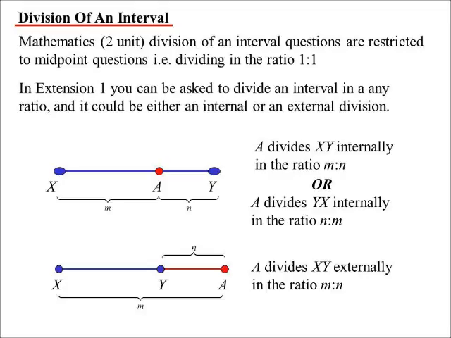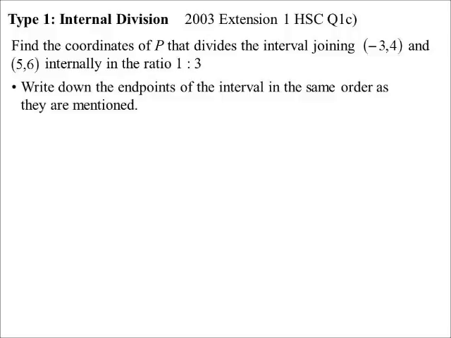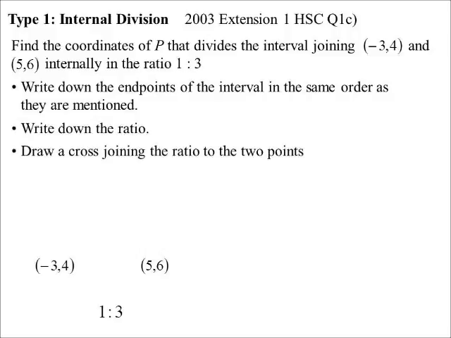I'm going to go through different types of questions and hopefully cover the whole lot of them. Find the coordinates of P that divides this interval in the ratio 1 to 3. So this is how I do it. I've never used a formula in my life for this. I simply write down the endpoints of the interval in the same way they've named it. So, -3, 4, 5, 6. Then I write down the ratio, again in the order they've given it: 1 to 3. And then I just draw a cross.